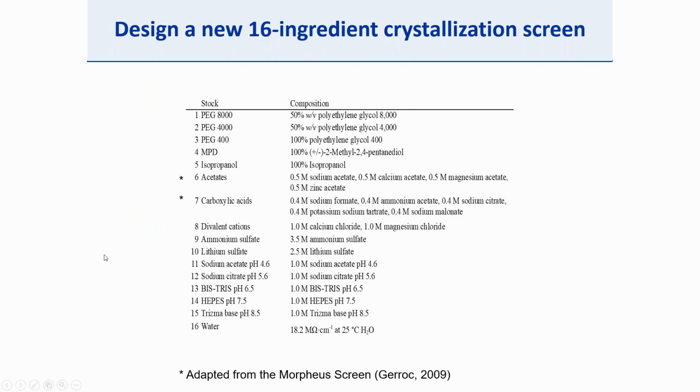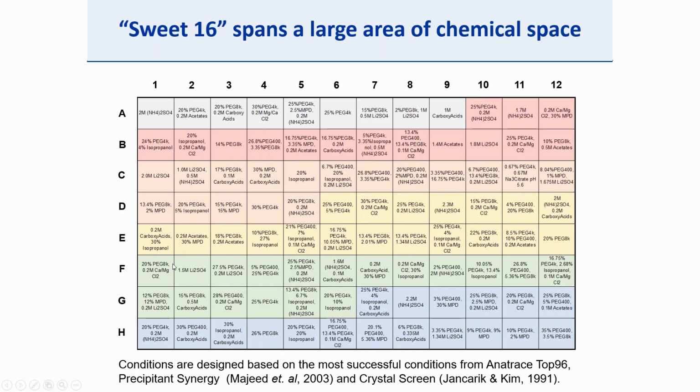So we designed a new 16-ingredient crystallization screen to be compatible with the Formulator 16. It included a couple different PEGs, MPD and isopropanol, a variety of additives and salts, as well as a couple different buffers to represent various pHs. We then generated our own 96-well crystallization screen, which we termed Sweet 16 because of the 16 ingredients. And we tried to cover as large an area of chemical space as we could without being redundant through the iteration process.